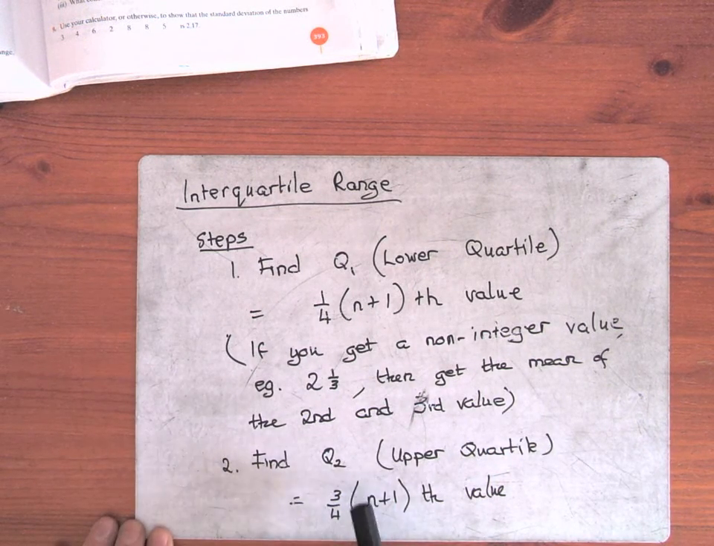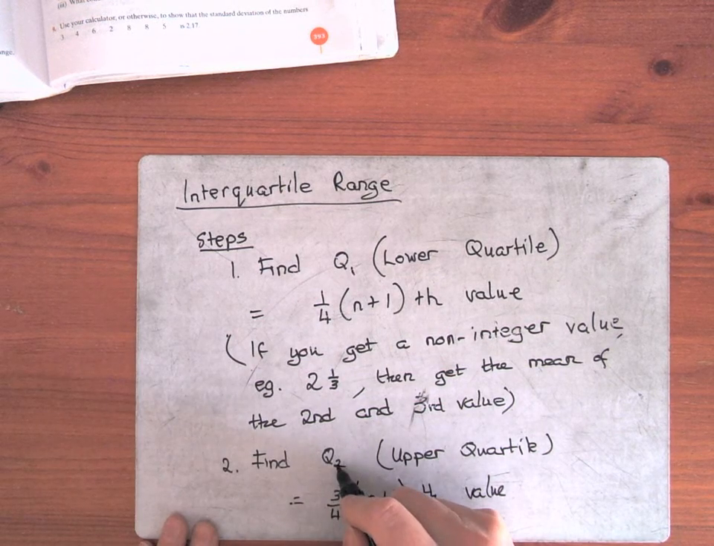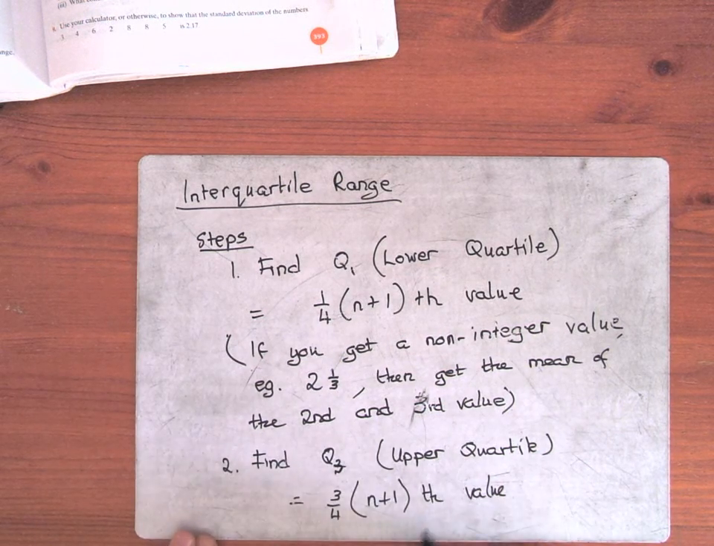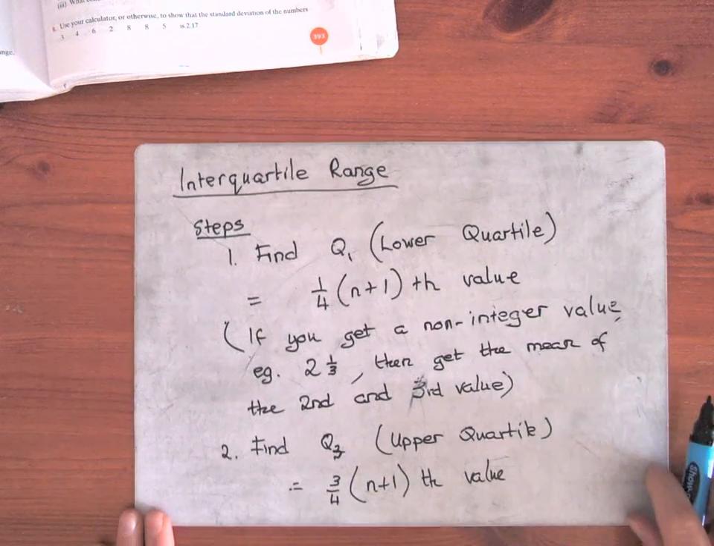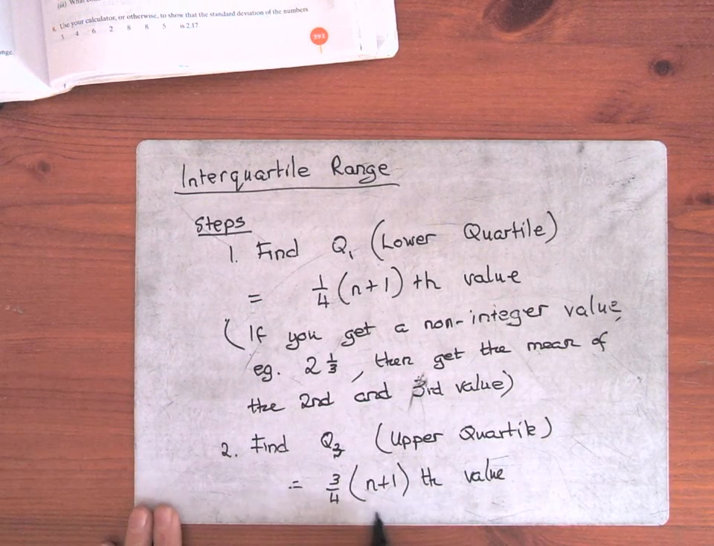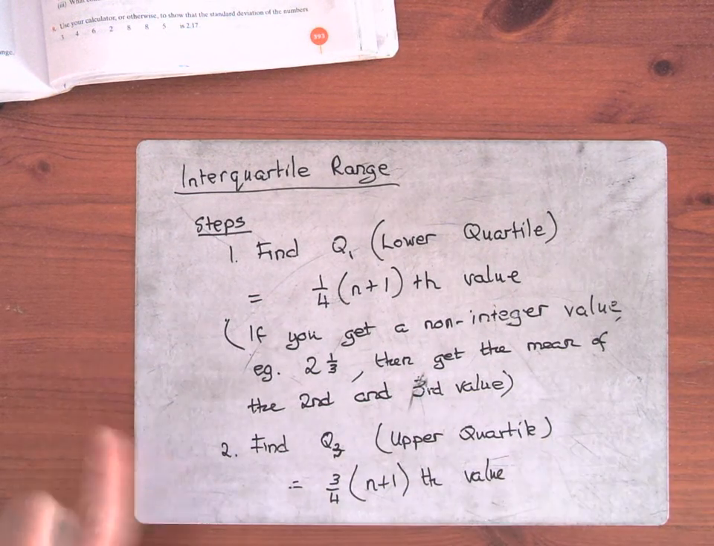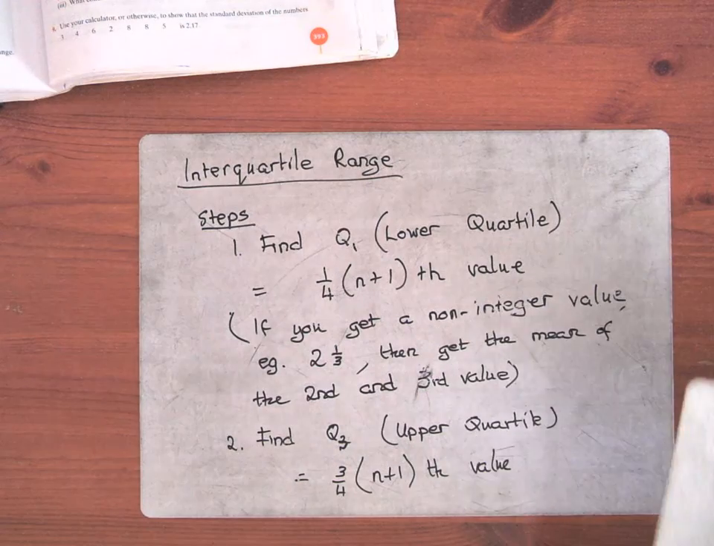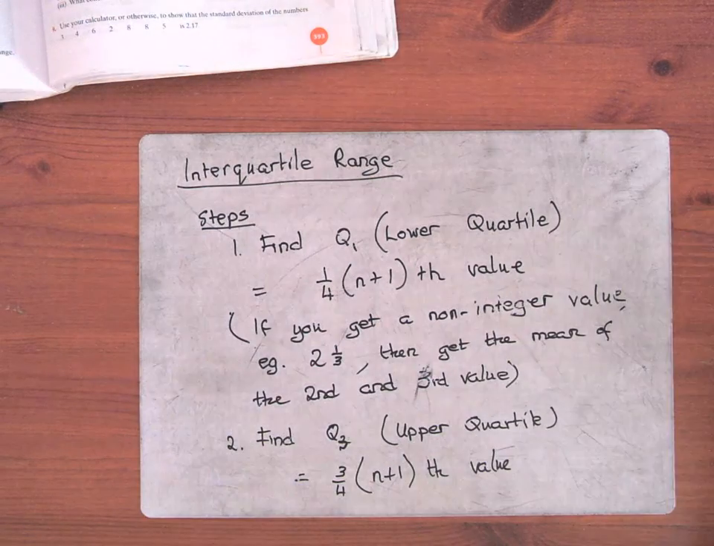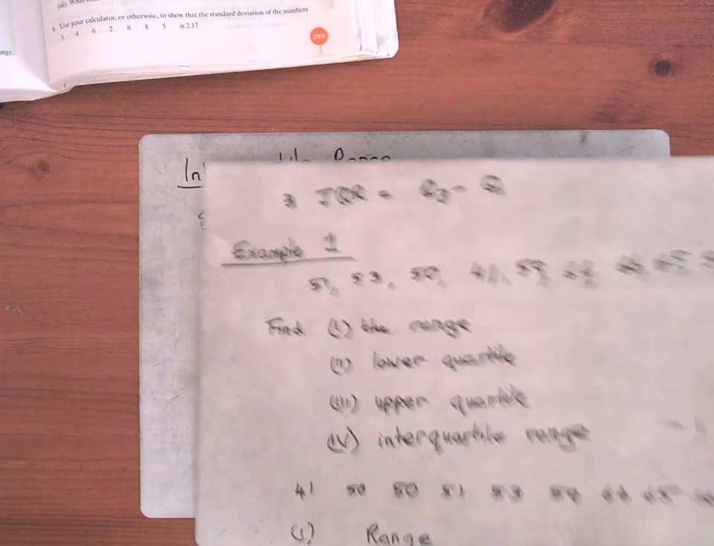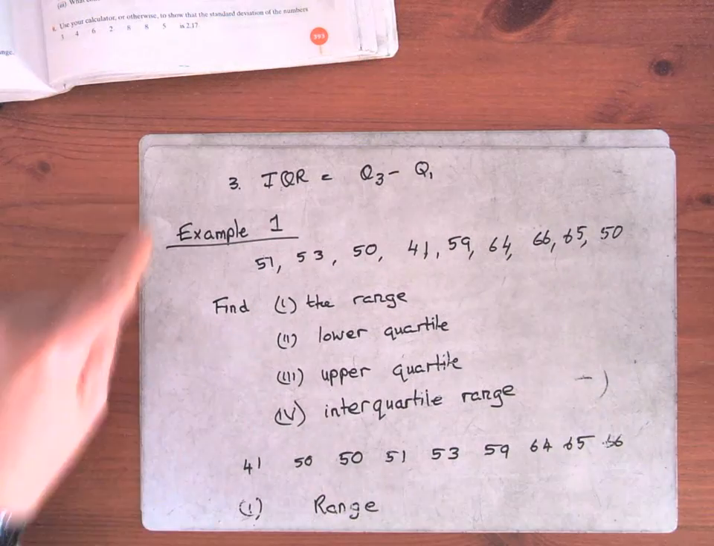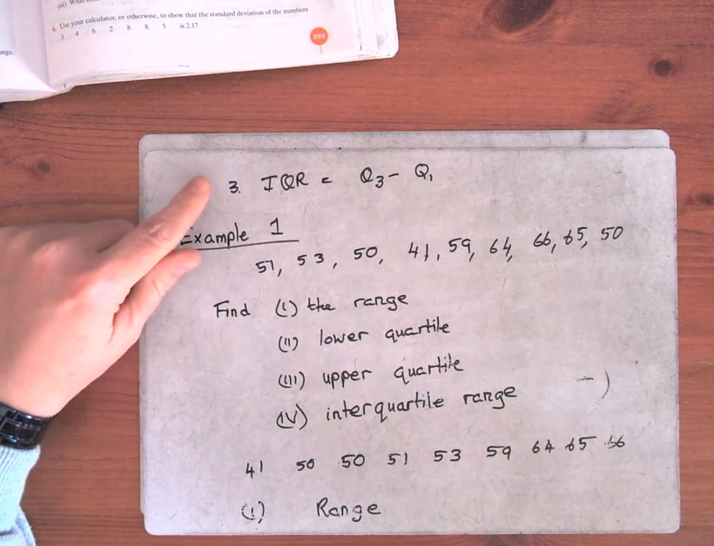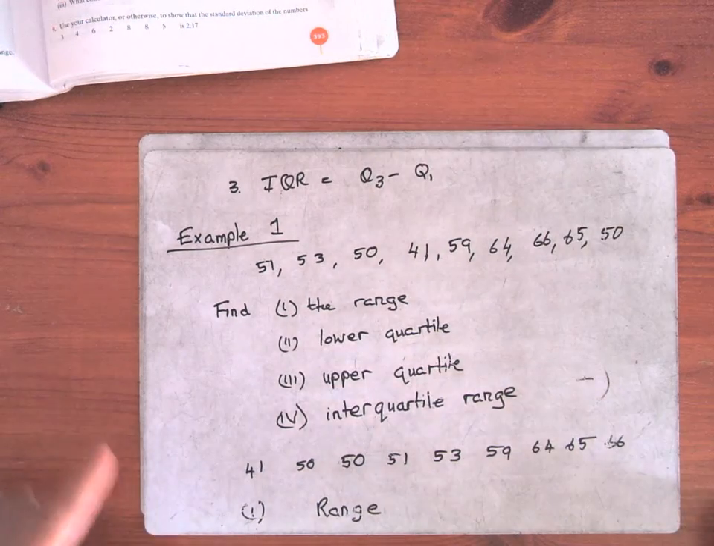Then you find the upper quartile, which is quartile 3, which is 3/4 of the (n plus 1)th value, where n is the number of terms in the list. Then step 3 is to find the interquartile range, which is quartile 3 take away quartile 1.